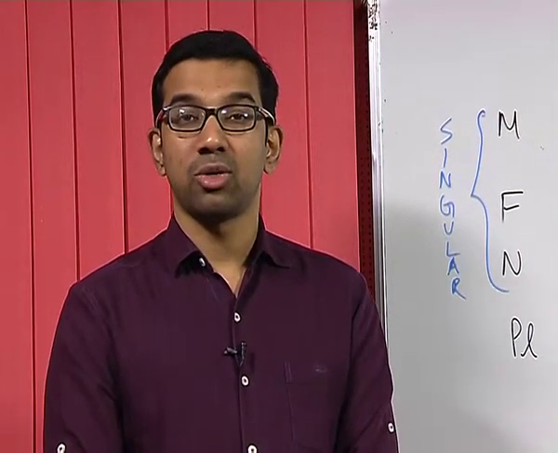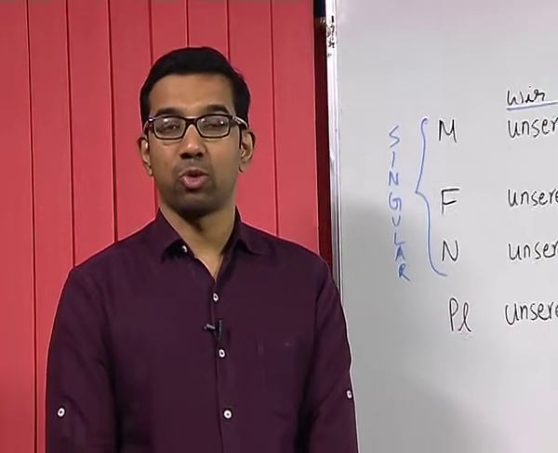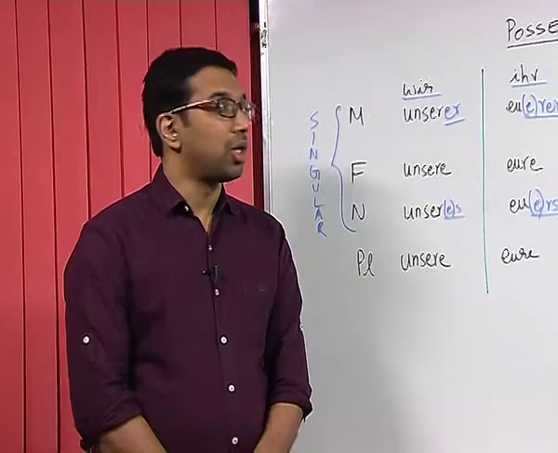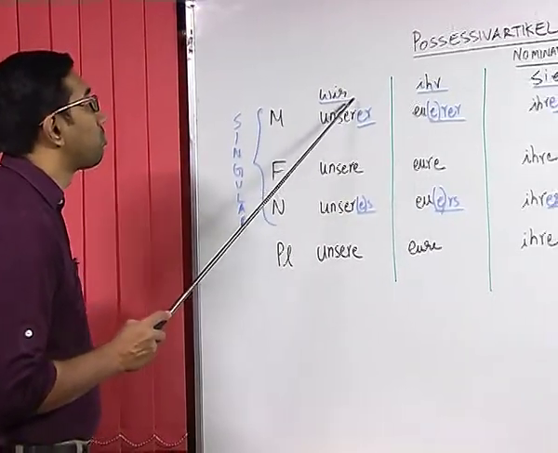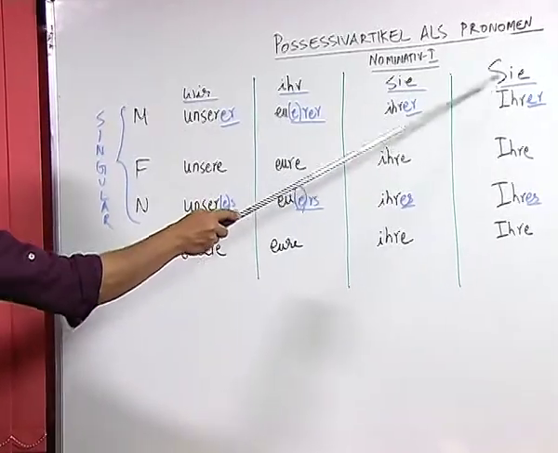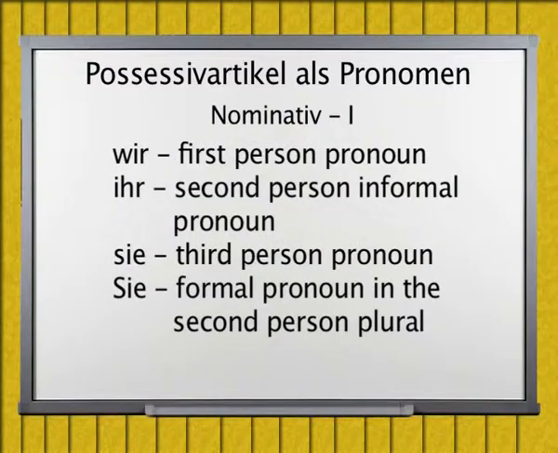Now, let us look at possessive article as pronomen in the case of pronouns in plural. You are already familiar with the pronouns in plural. They are wir, ihr, sie and Sie, where wir is a first person pronoun, ihr is a second person informal pronoun, sie is the pronoun in third person, and Sie here with big S is the pronoun in the second person plural.